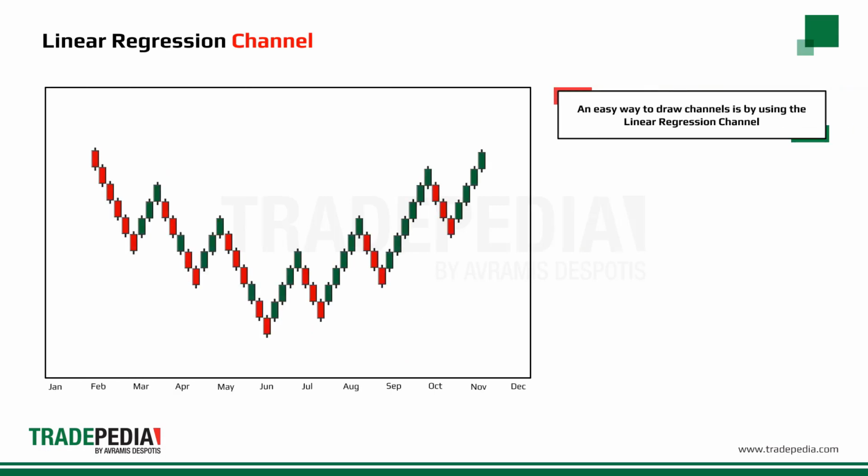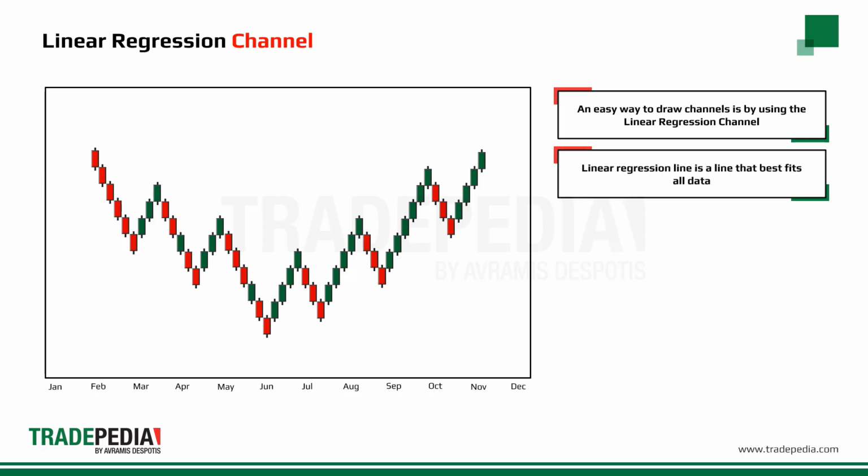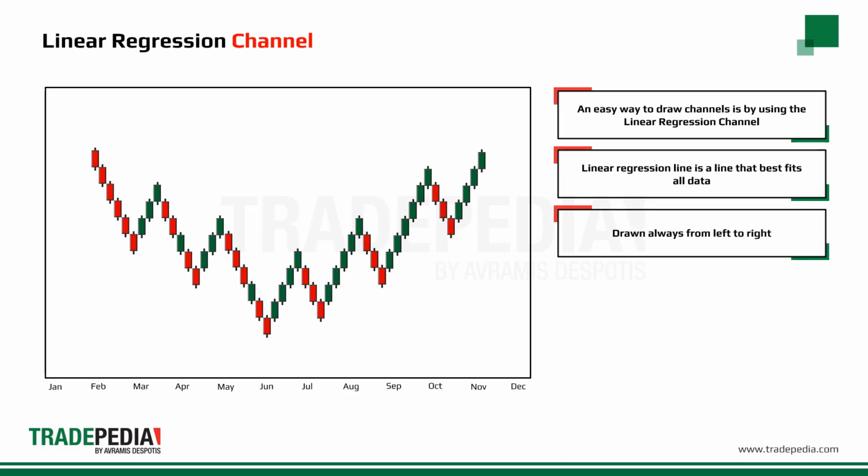An easy and more objective way to draw channels is by using the linear regression channel. This channel is based on the linear regression line, which is a statistical line that best fits all the data points of interest. To draw the linear regression channel, we always draw the line from left to right.